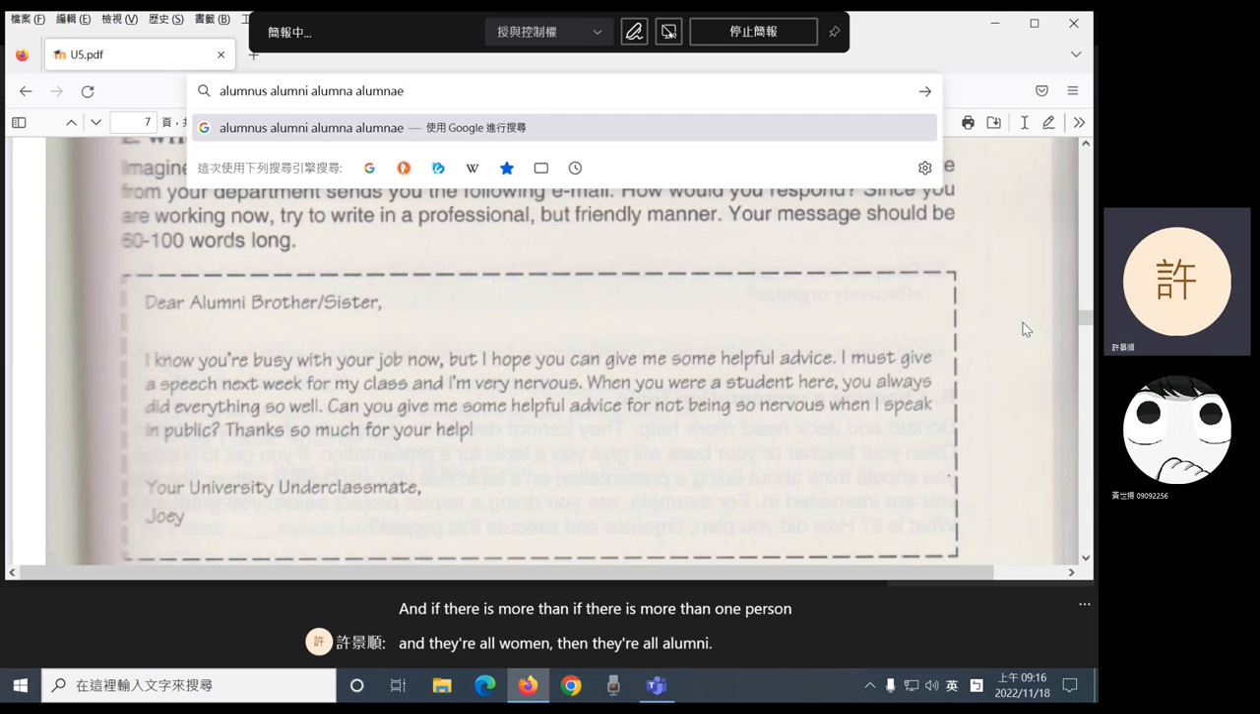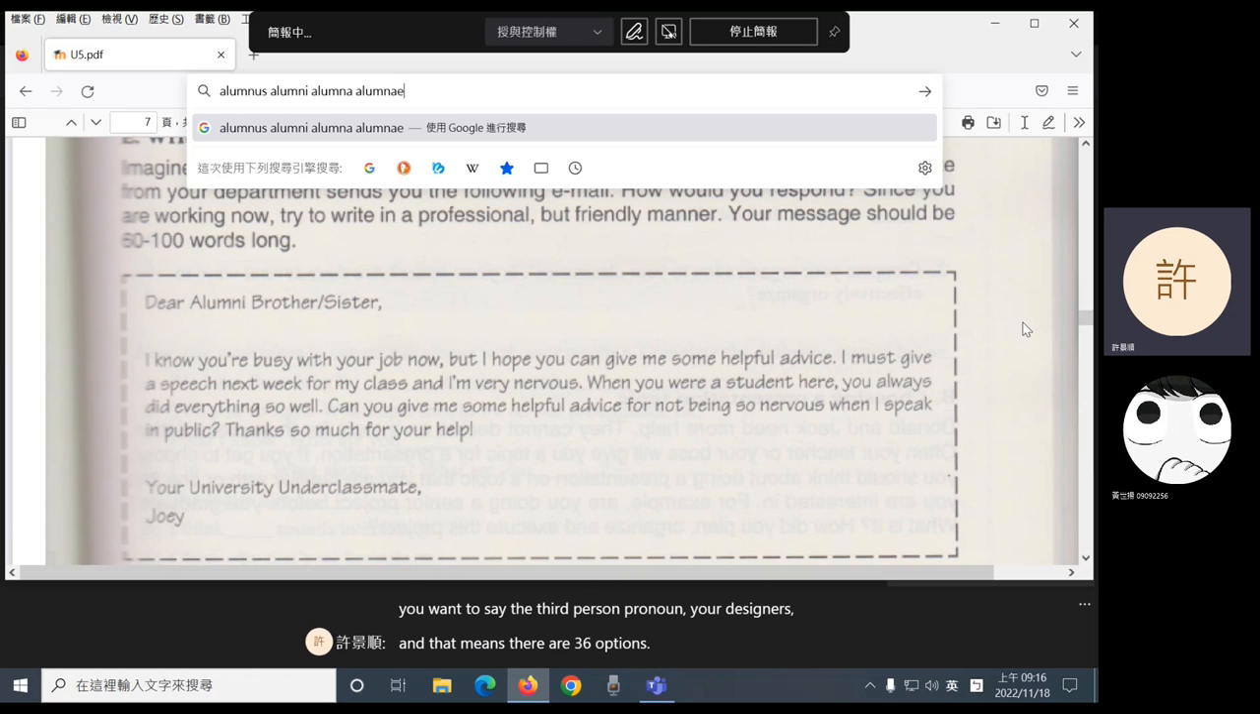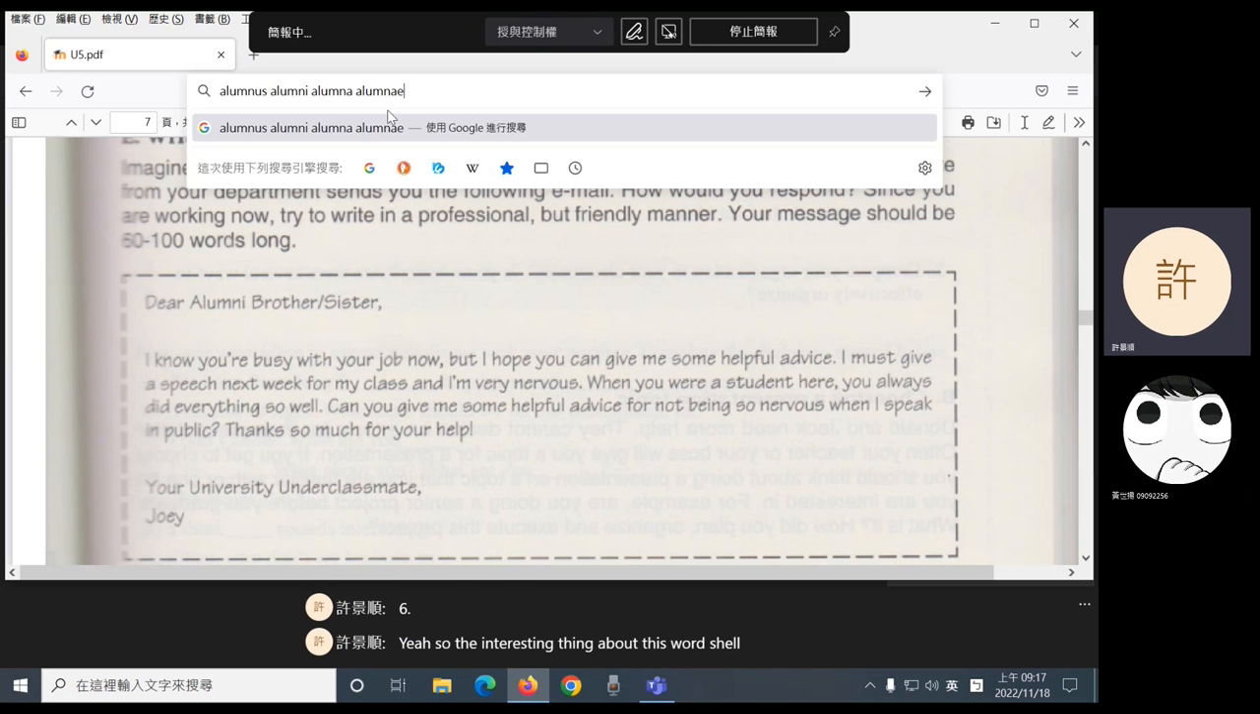Latin is a complicated language. I took Latin in college, so I have firsthand experience. English is comparatively simple. In Latin, for example, if you want to say the third person pronoun, your 第三人称代名词, there are 36 options. Whereas in English, we only have 6. So the interesting thing about this word, 校友, is that the plural for men and the plural for women are pronounced the same. Both are called alumni. So when you're speaking English and you need to say alumni for men and women, you can just say the same sound, even though it will actually be two different words.